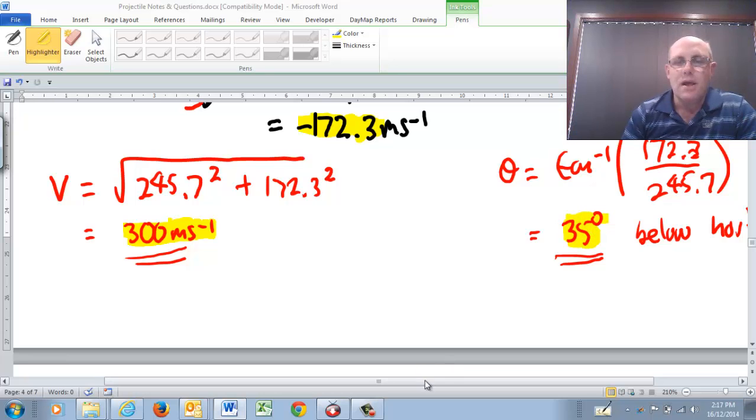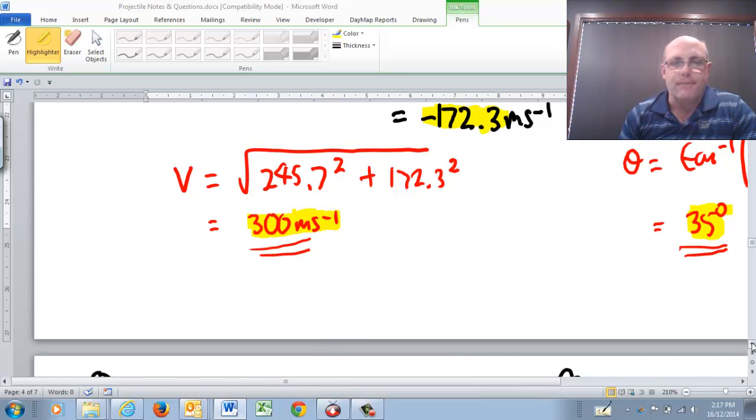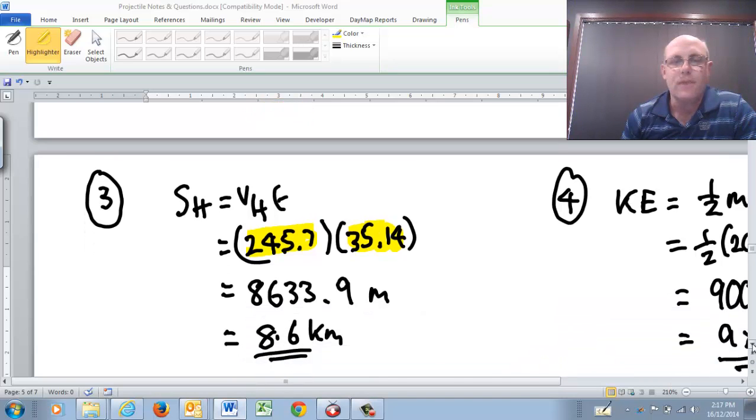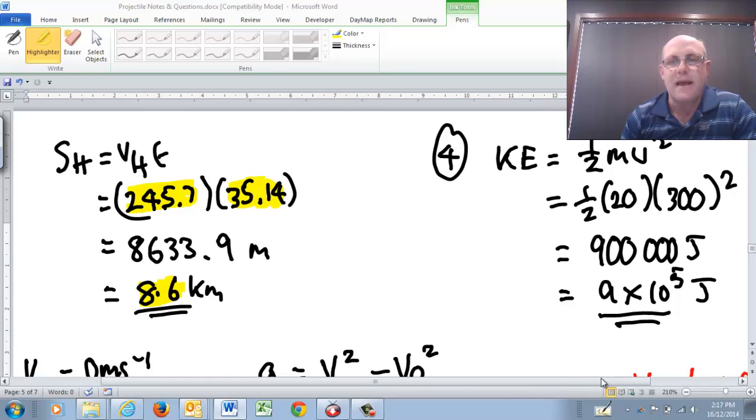We're seeing the same sort of steps over and over again, which is pretty important. Now to work out how far it's going to travel, it's going to be the horizontal velocity of 245.7 times the time of flight, and that gives you, say, 8,600 meters. So let's say it's 8.6 kilometers. You can round these things off if you need to. It's the process that's more important than necessarily the answer.